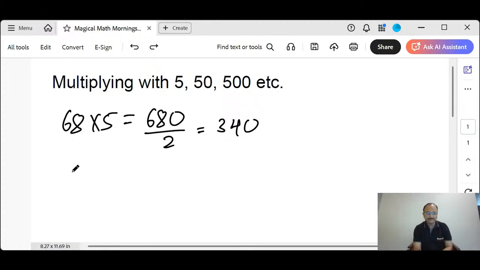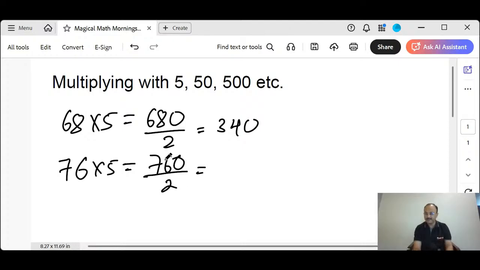If you take 76 into 5, what do I do? I will take 760 by 2. 76 half is 38. So it is nothing but 380. Is it very clear? Very, very easy also. Correct? Yes. Let's take some little bigger numbers.